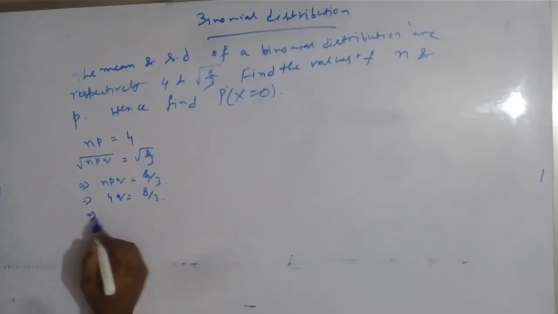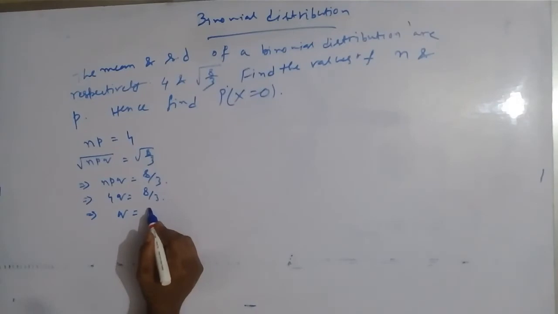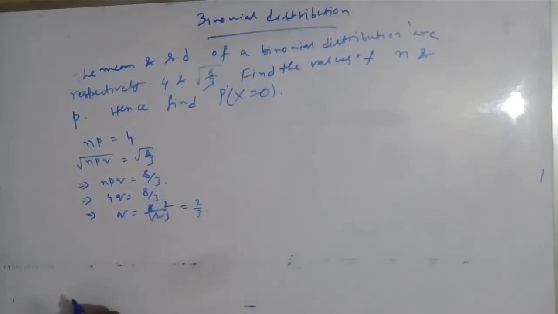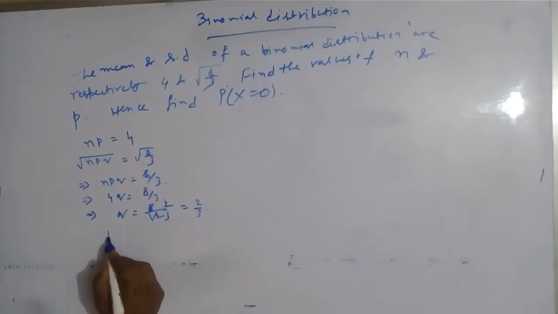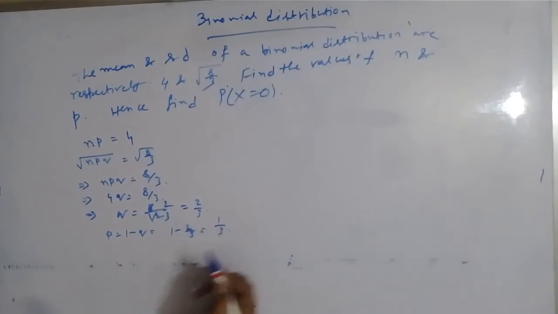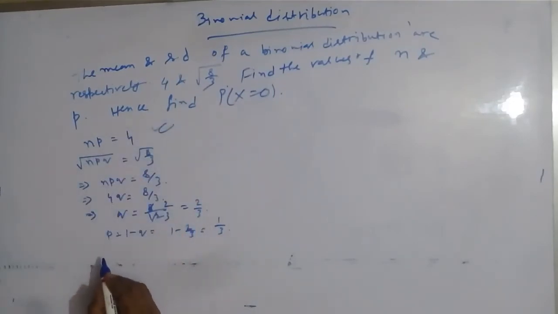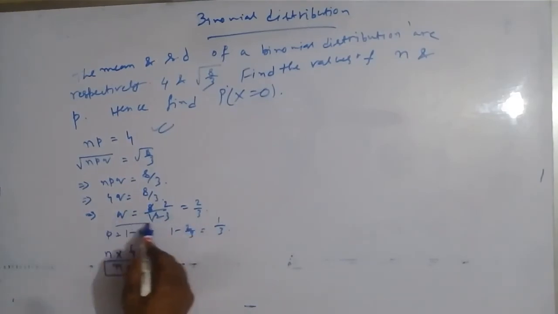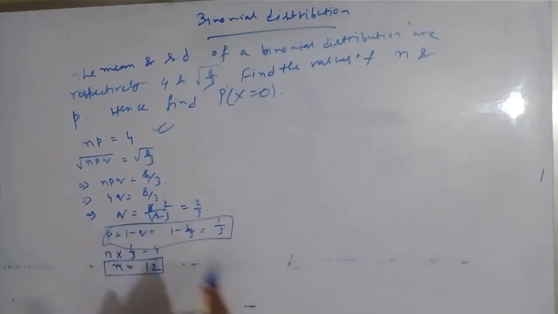So from this we can write that q equal to 8/12, that is 4 into 2 over 4 into 3, so the value of q is 2/3. If q is 2/3, then p will be 1 minus q, that is 1 minus 2/3, that is 1/3. And if we put the value of p in this equation, then we will get the value of n. So n into 1/3 equal to 4, so n equal to 12. So the value of n is 12 and the value of p is 1/3.